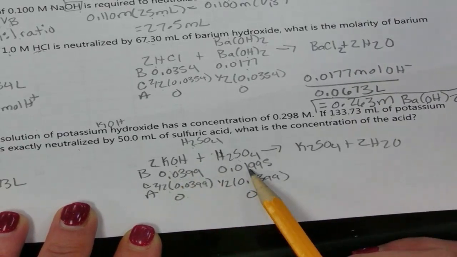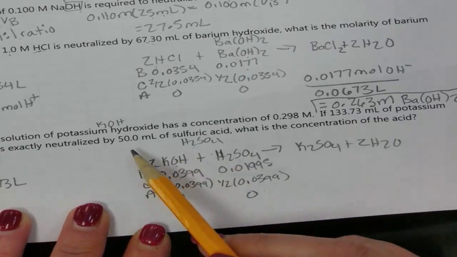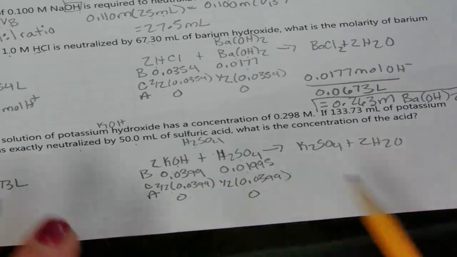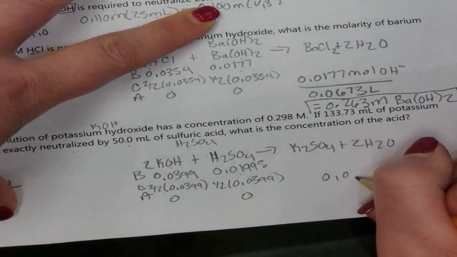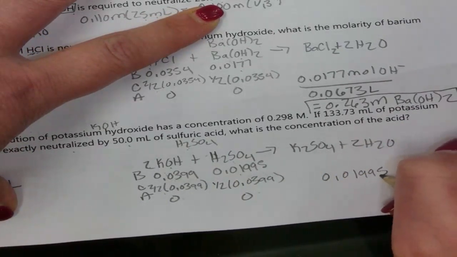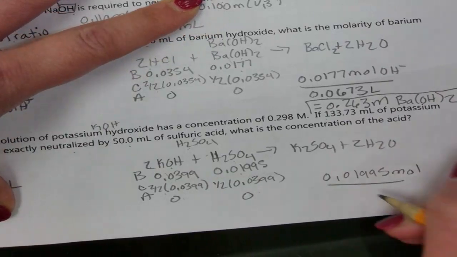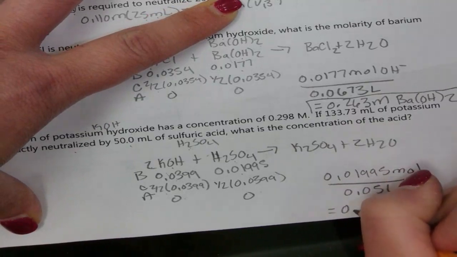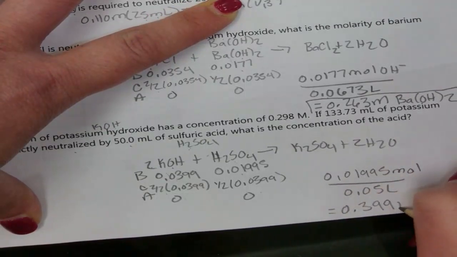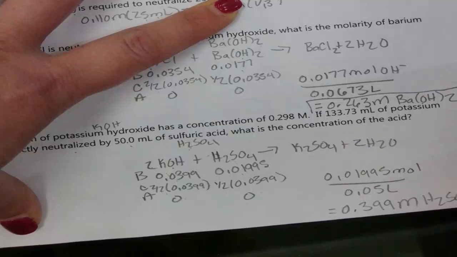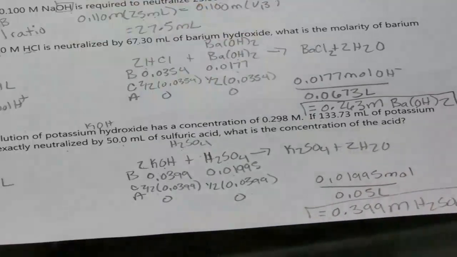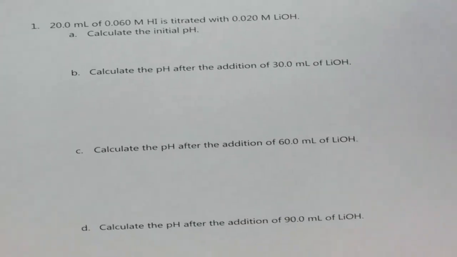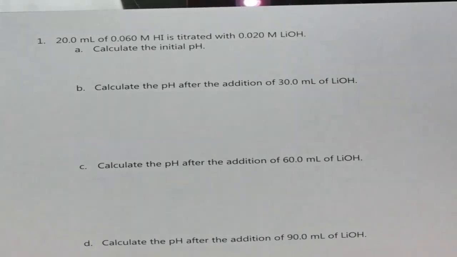All right, so what was the concentration of the acid? It took 50 milliliters of acid, and it took 0.01995 moles of acid, so that'd be 0.05 liters. So we find that we have a concentration of 0.399 molar sulfuric acid. All right, so let's calculate a couple of things and then let's graph these.